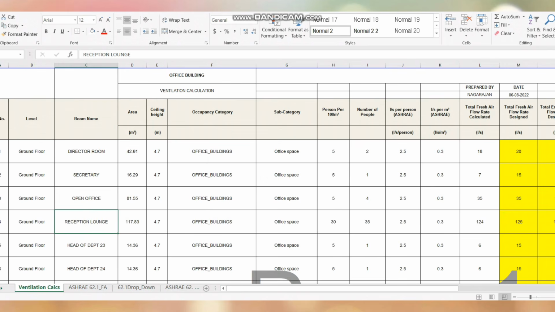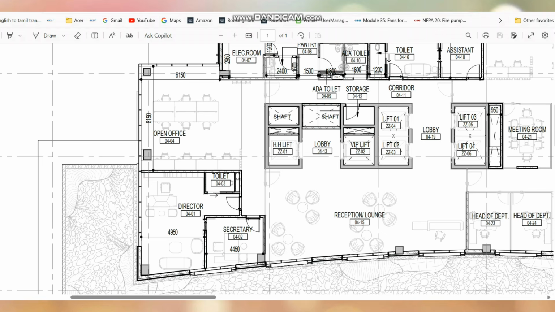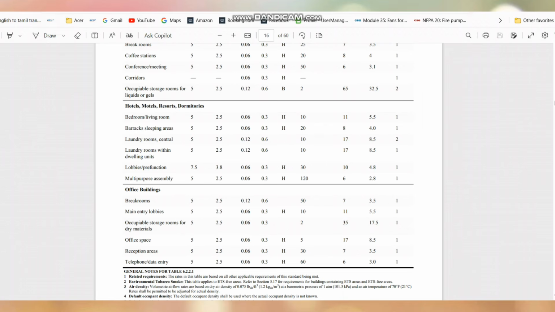So the reception lounge, you can see here. For this reception area, I have measured the area the same way and entered it in the Excel file. Here one small difference is there. If you go to the ASHRAE 62.1, here you can see the reception area which comes in the office building. Here the number of people for 100 meters square is very high. That is 30 people we have to consider.